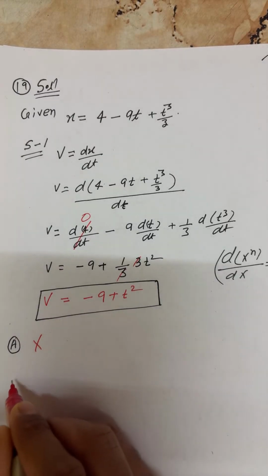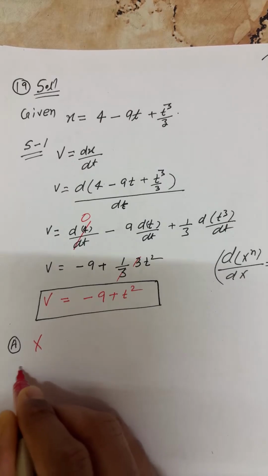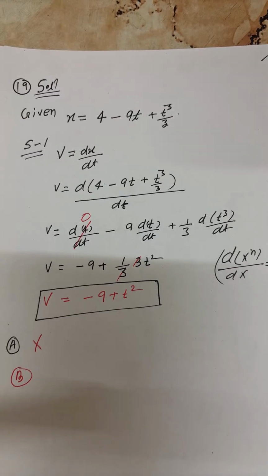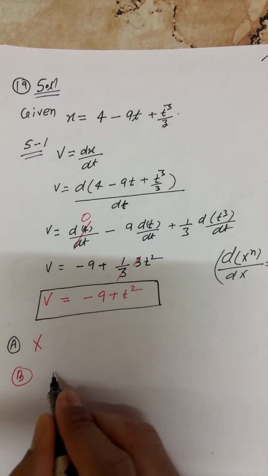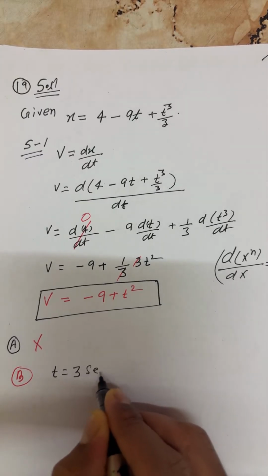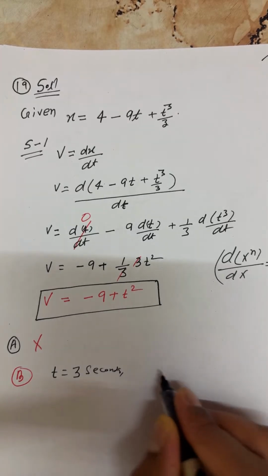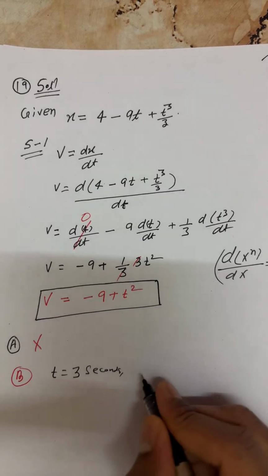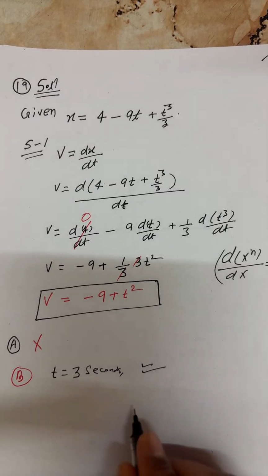Now let us talk about option number B. What about option B, kids? Direction of motion is changing at t equals 3 seconds. Absolutely correct, beta. At t equals 3 seconds, what does it mean? Direction of motion is changing. True. This is correct.